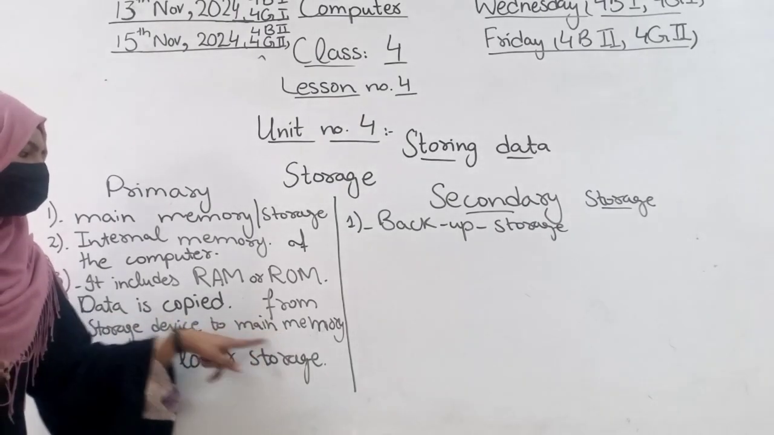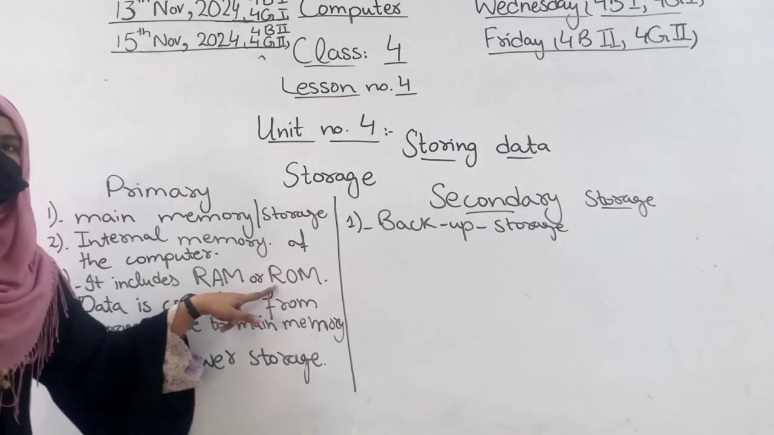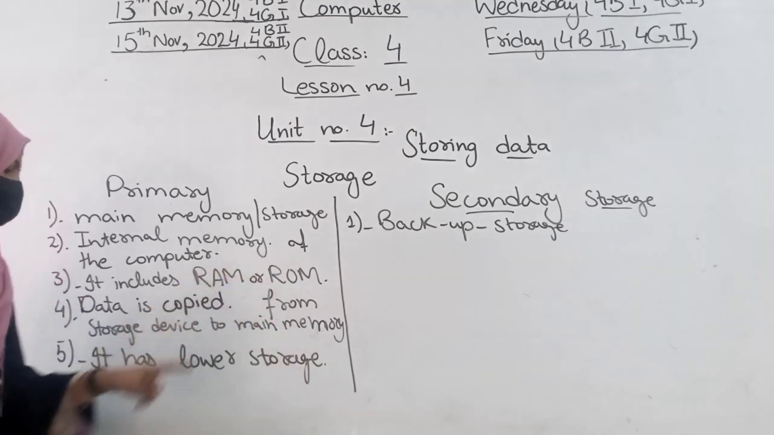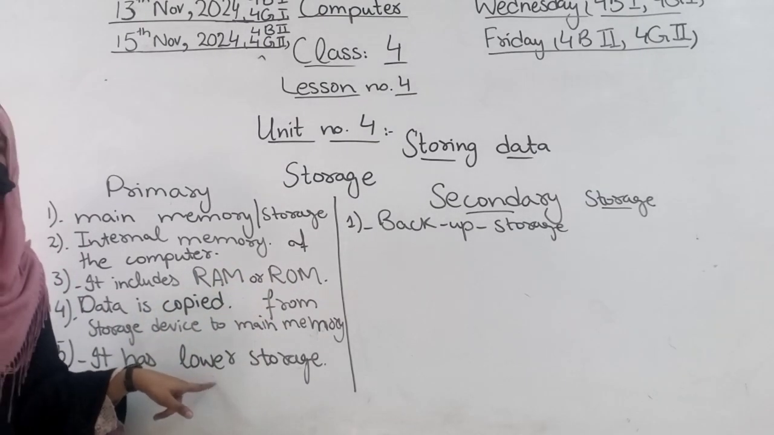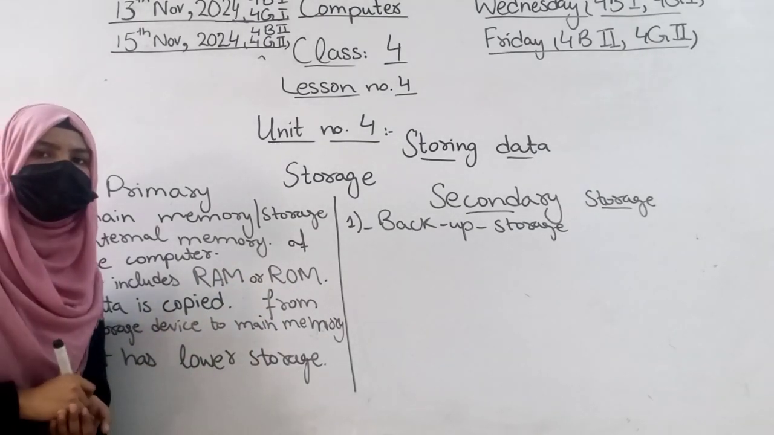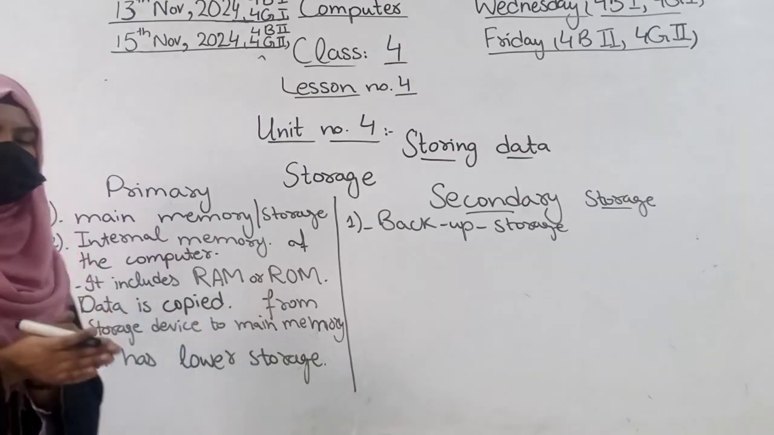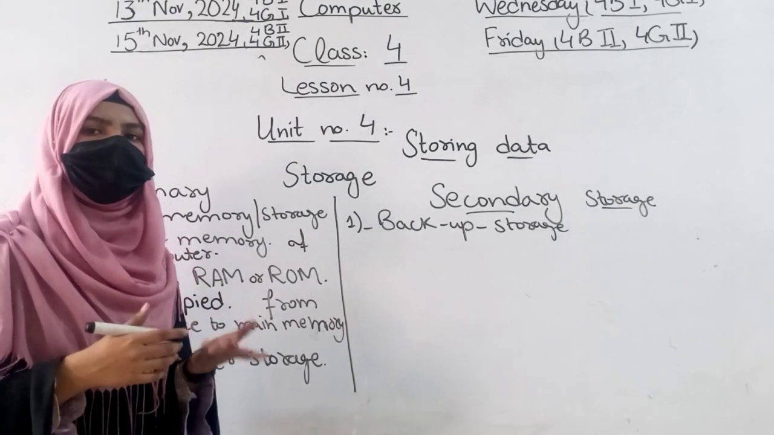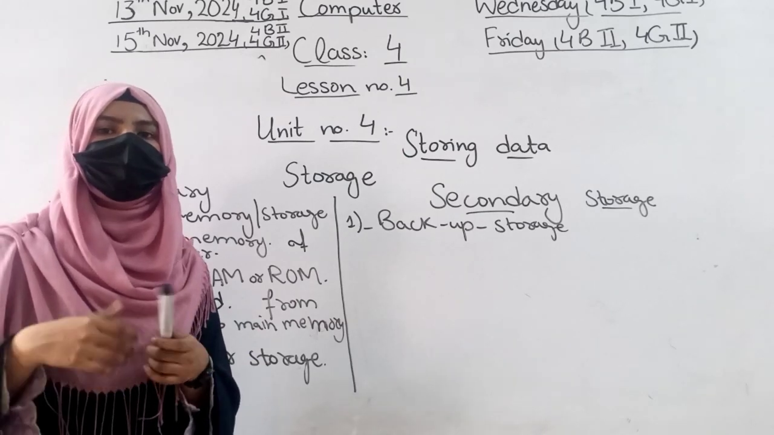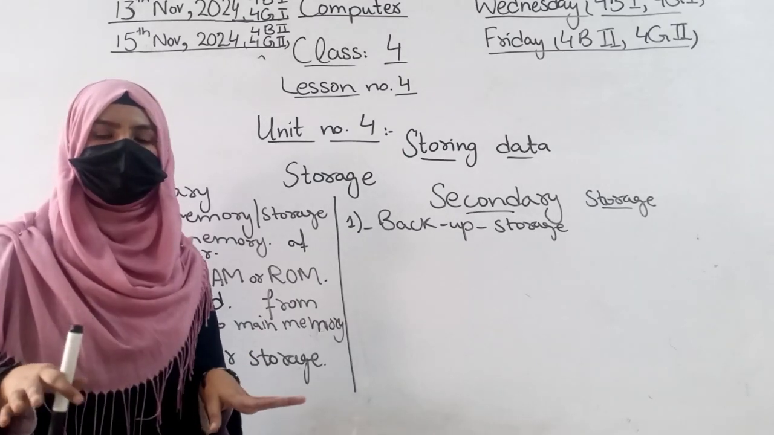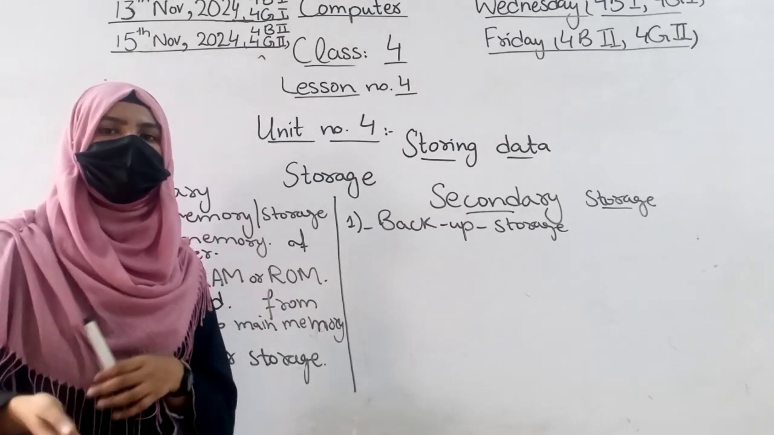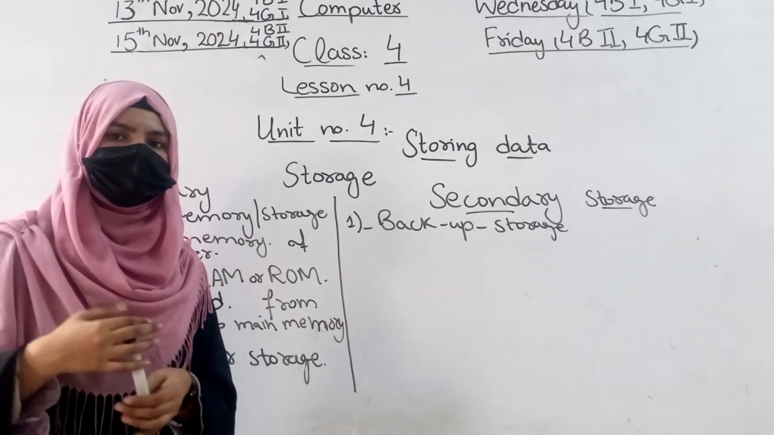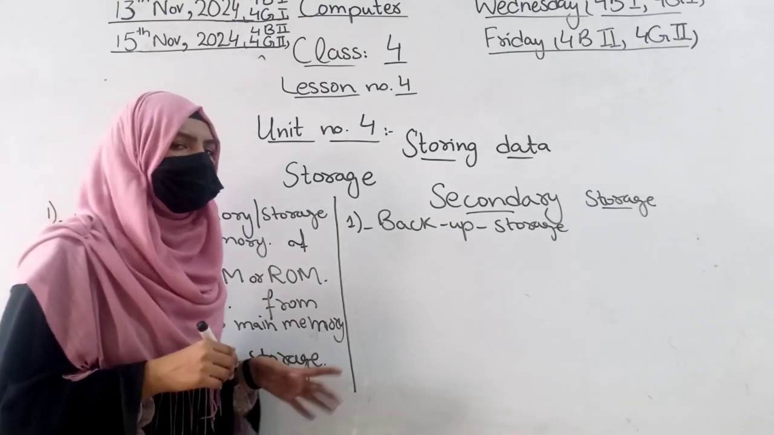Main memory includes RAM or ROM. The data will be stored in RAM or ROM. Then it has lower storage. Your RAM and ROM has a specific amount of storage. At some point, the data you have stored in it will be just fine, and then you need more storage. So it has a lower storage.